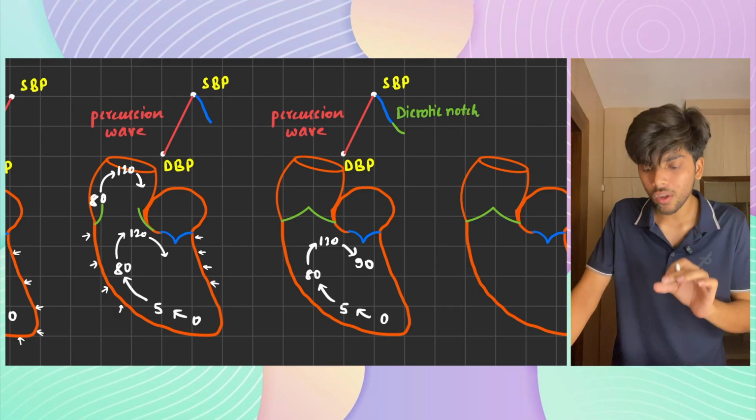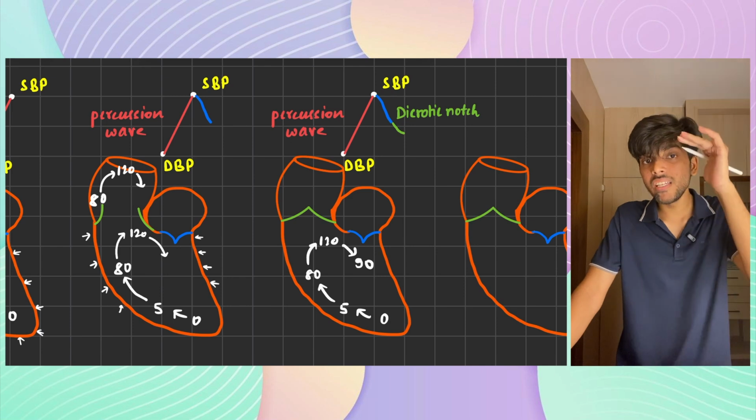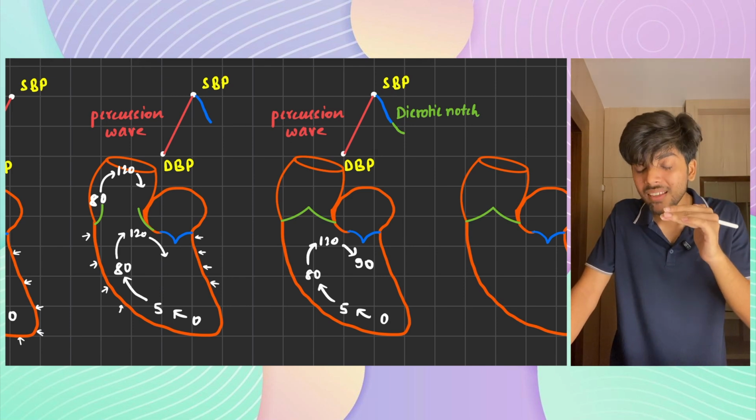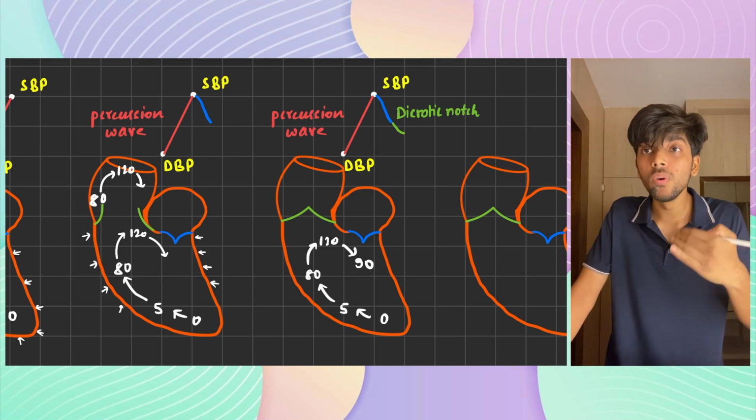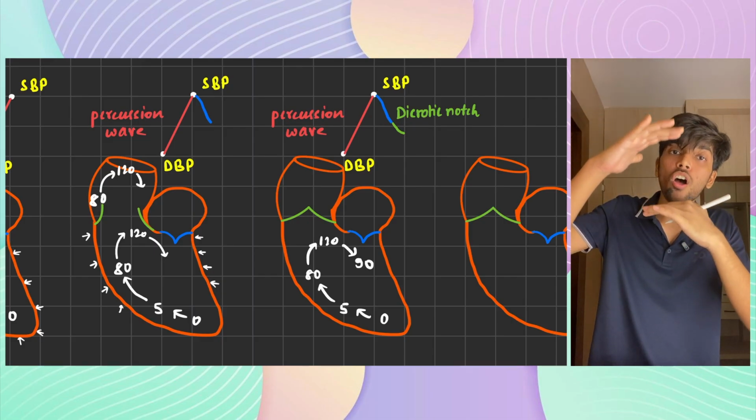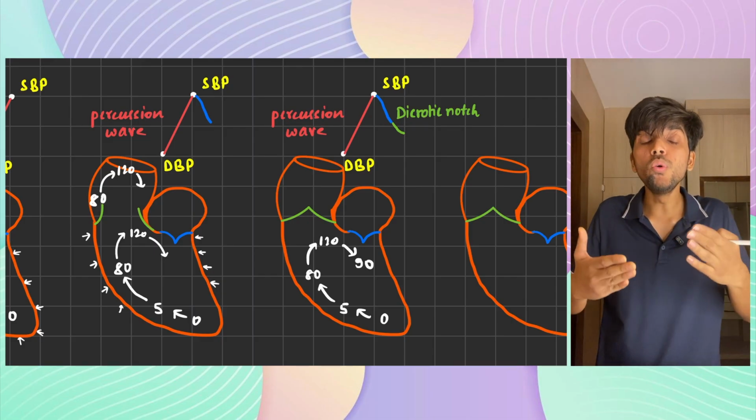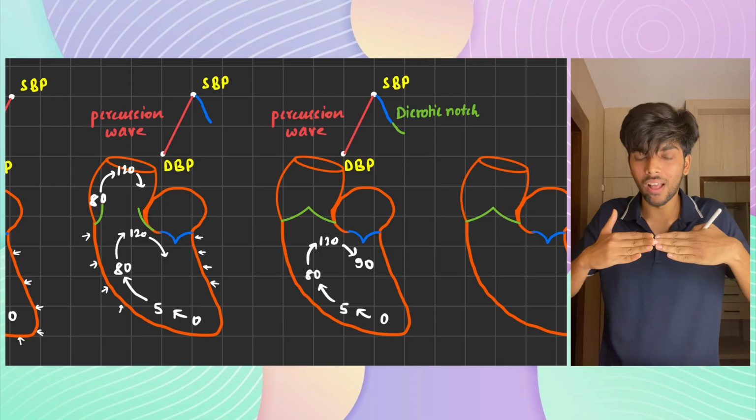So the dicrotic notch represents a transient fall in pressure inside the aorta due to the backward fall in the column of blood inside the aorta due to the closure of the aortic valve.